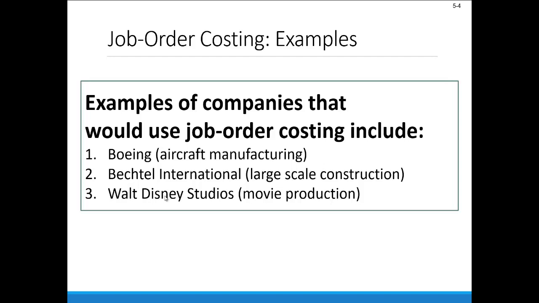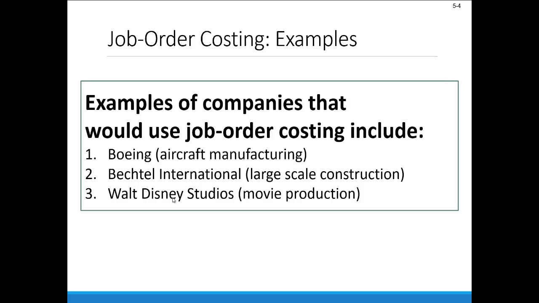Very similarly, a company like Bechtel International, which does very large-scale construction, would also naturally fit this sort of job order costing system model. They're working on a particular job site, and everything they're doing on that job site is built to customer specifications. So it just makes sense for them to track costs based on each particular job as it's being worked on.